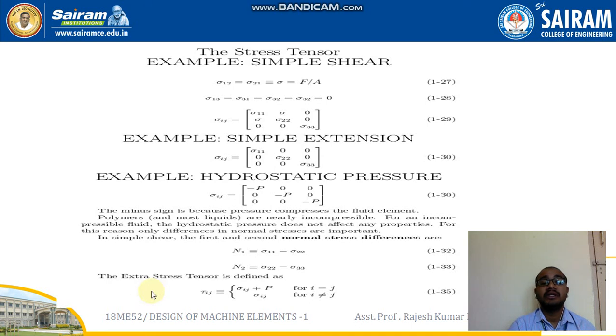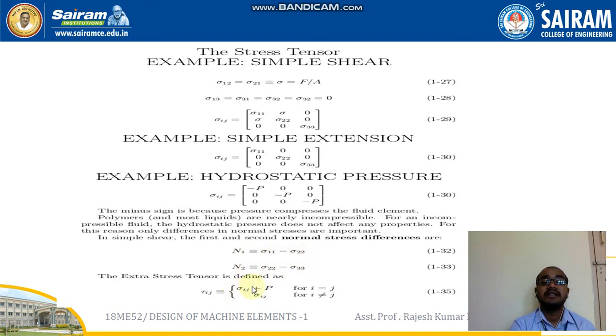Polymers and most fluids are nearly incompressible. For an incompressible fluid, the hydrostatic pressure does not affect any properties. For this reason, the differences in normal stresses are important. In simple shear, the first and second normal stress differences can be written as N1 is equal to sigma 11 minus sigma 22, and N2 is equal to sigma 22 minus sigma 33.